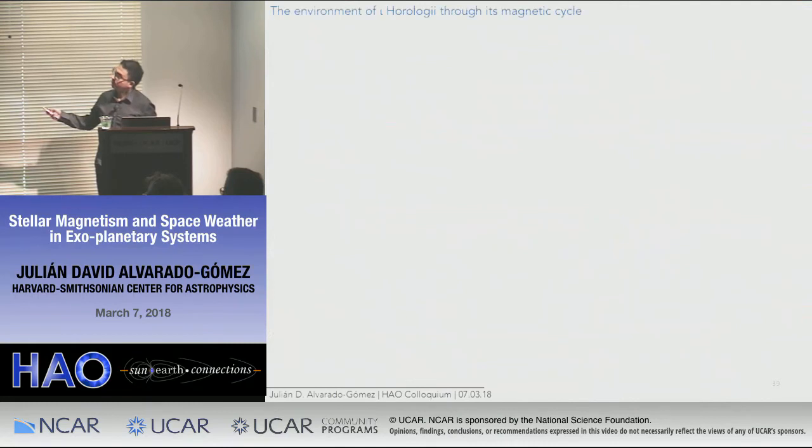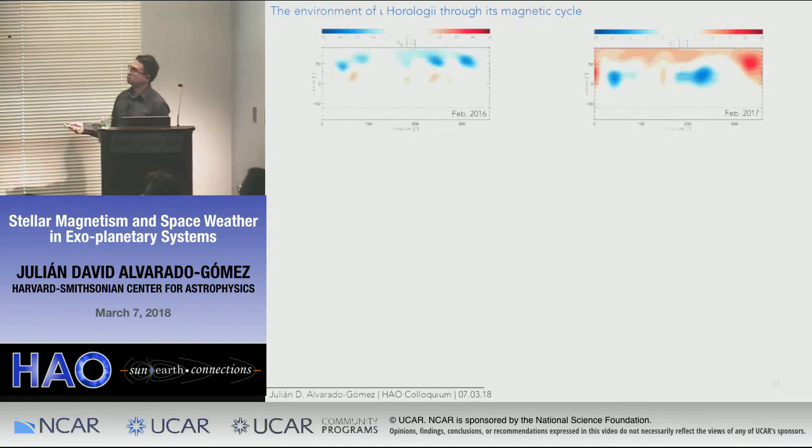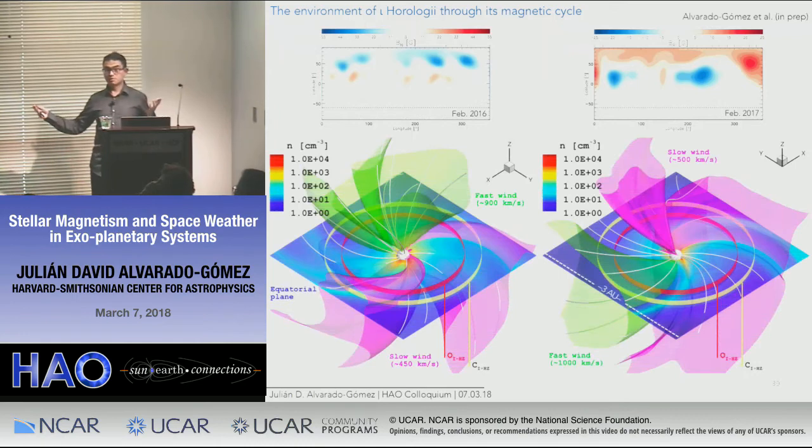So, with this information, you can bring up all your arsenal of models, all sorts of things. I'm just showing you here 2 possibilities. We're comparing the 2 times when we thought that it was the maximum in each polarity-dominated time of this cycle, and we make wind simulations out of it. So we can actually see what's happening with the stellar wind.